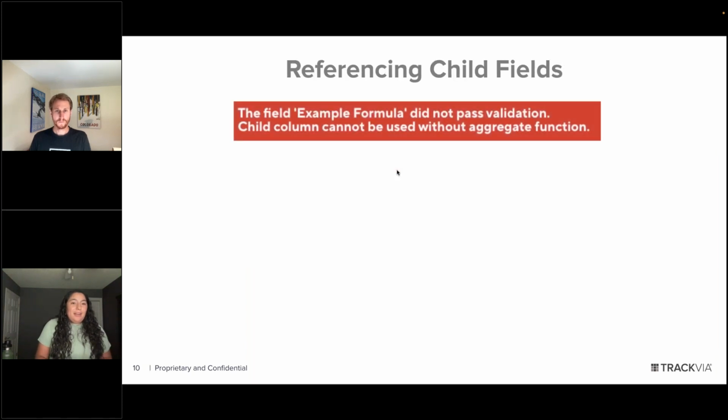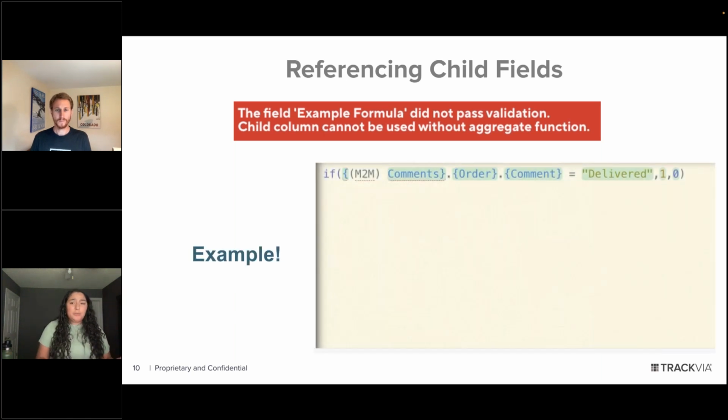Now we have an error message about referencing child fields. So this one is child column. Column again is kind of related or synonymous to a field. Cannot be used without aggregate function. So as we can see, we have our if statement. We have our relationship field, which is our child field reference in our condition. And there's no other function that's around this child field.